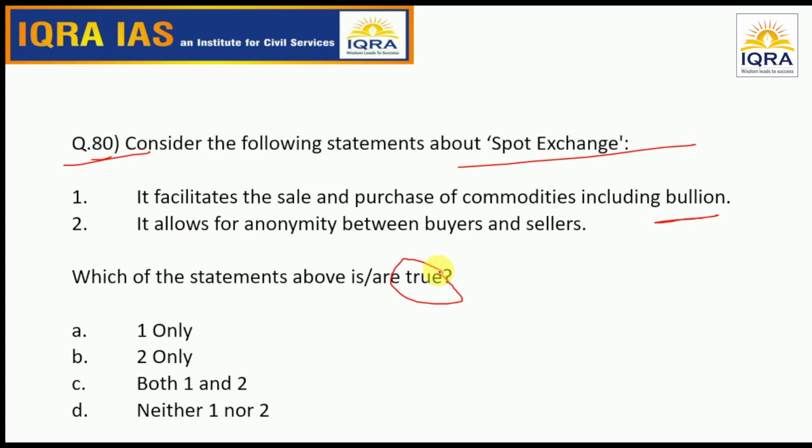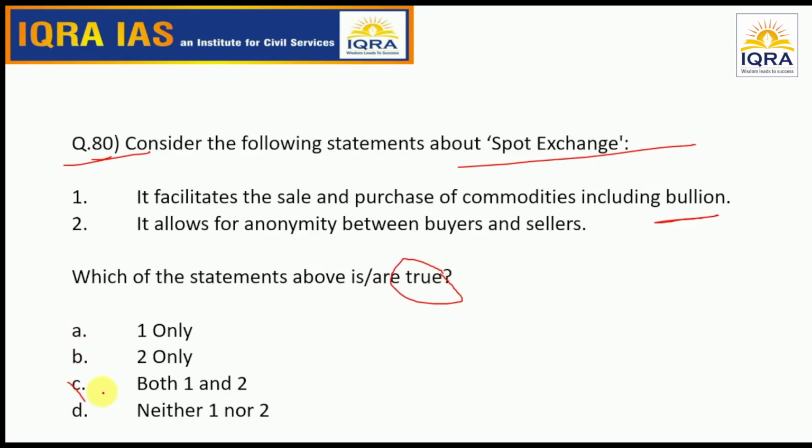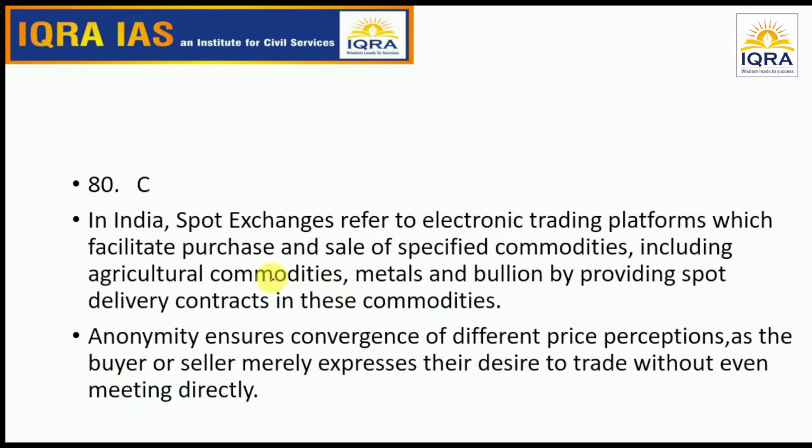It's spot exchange, you know, both are correct. In India, spot exchanges refer to electronic trading platforms which facilitate purchase and sale of specified commodities, including agriculture commodities, metals, bullions, by providing spot delivery contracts in these commodities. And anonymity ensures the convergence of different price perception, as the buyer and seller merely express their desire to trade, without even meeting directly. So both are correct.